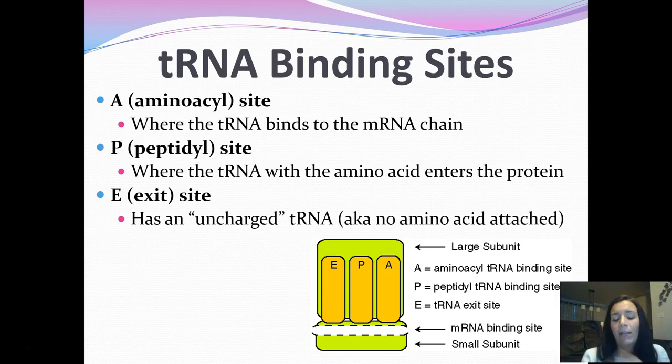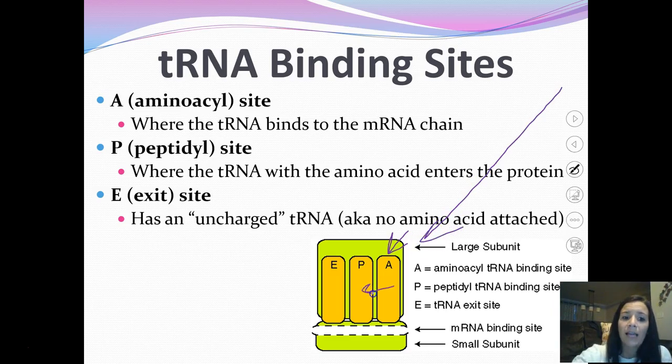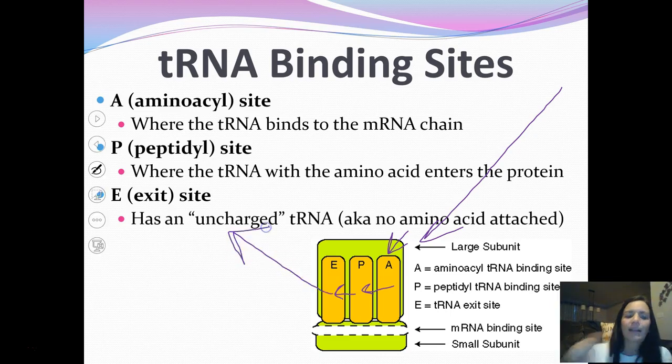You don't go from left to right, you go from right to left. So if you see here, we have A, the aminoacyl site. This is where that tRNA is going to come in and bond. Then it moves to the P site or the peptidyl site. That's where the tRNA brings that amino acid that connects to the protein. Then it moves to the exit site. So now we have an uncharged tRNA molecule which doesn't have an amino acid attached. And then that tRNA is going to exit the ribosome.